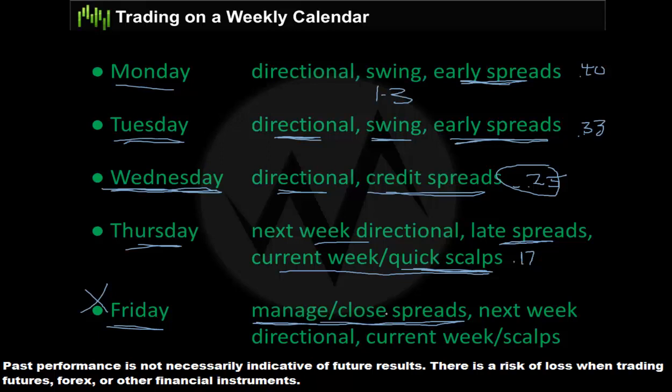I know I'm throwing a lot of information at you, but I just want to get it out there so you kind of start thinking about it when I show you examples. Okay? And then we start looking at next week directional trades. And then again, current week scalps, really, really tight scalps, are probably in the morning on Friday. We have like a divergence trade that might last just 15 minutes.